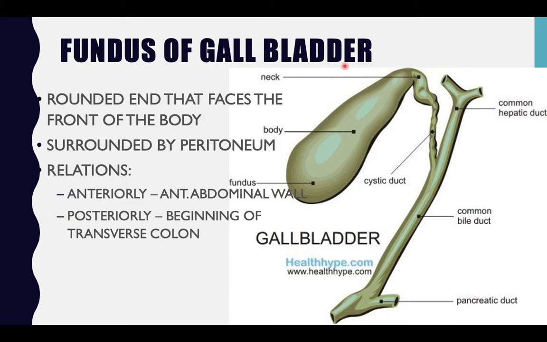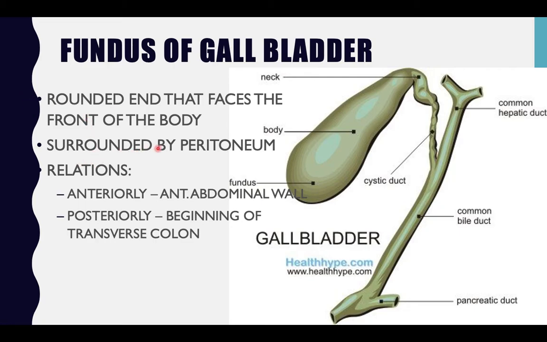Let's see the fundus of the gallbladder. The fundus is the rounded end that faces the front of the body. When you hold the liver in anatomical position, you can see the fundus of the gallbladder popping out at the inferior border of the liver. I might have explained Murphy's sign when a patient is suffering with cholecystitis. The fundus may be inflamed, and the inflamed gallbladder will touch the peritoneum whenever the patient breathes in or out, creating a sudden shocking kind of pain.